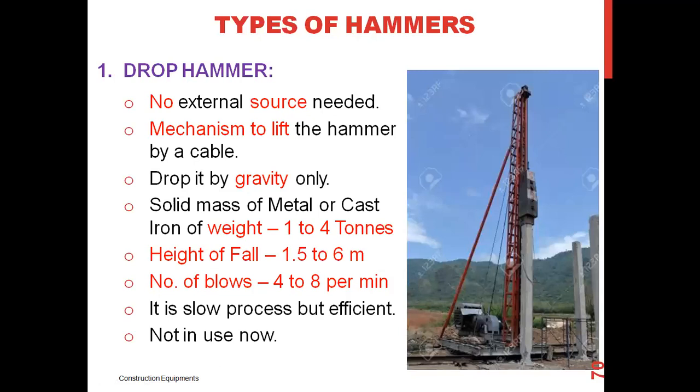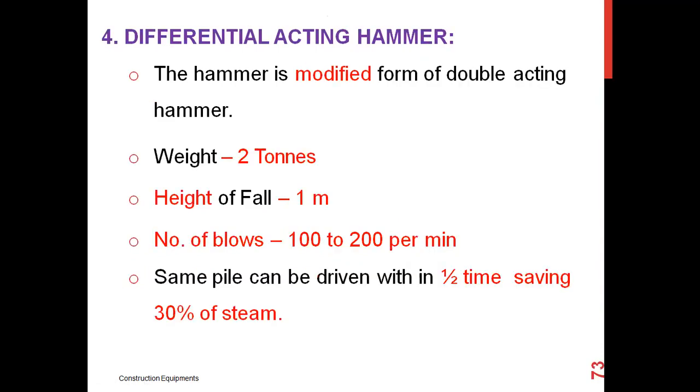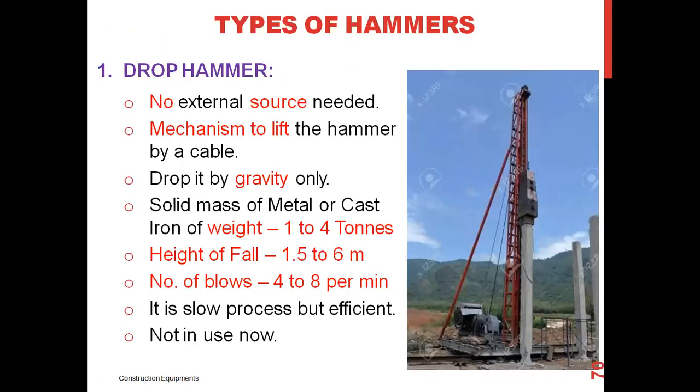The types of hammers we have are drop hammer, single acting hammer, and double acting hammer. So in this drop hammer, no external source is needed. There is a mechanism to lift the hammer by a cable. This is the hammer which has to be lifted by the cable and dropped. The cable can be released and the weight of the hammer itself, with the help of gravity, drops onto the pile so that the pile can be driven into the ground surfaces.